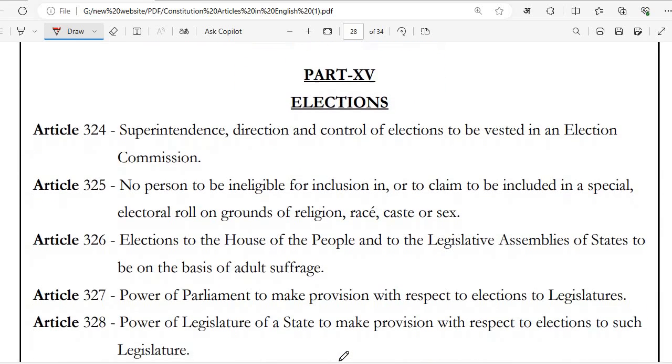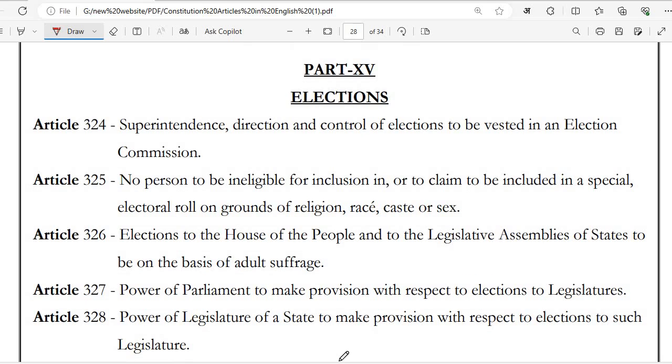And the next part, election. Article 324 makes provision about the Election Commission of India. The Election Commission of India conducts elections of Lok Sabha, Vidhan Sabha, the Indian President and Vice President, and the commission has one Chief Election Commissioner and other commissioners. Now the 3-member commission, all are appointed by the President for 6 years or up to the age of 65.